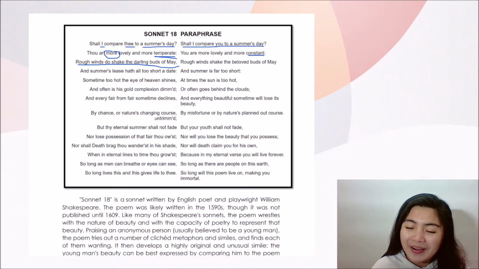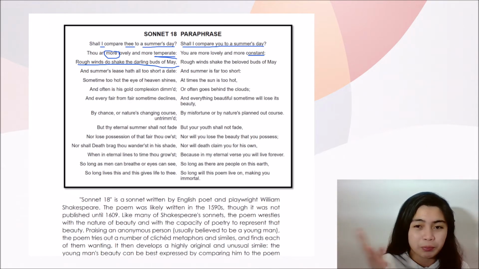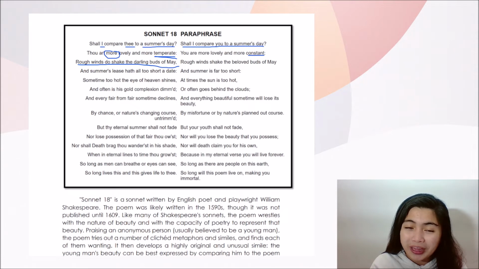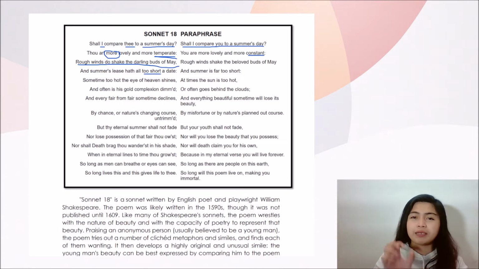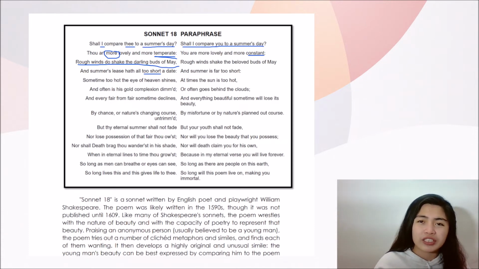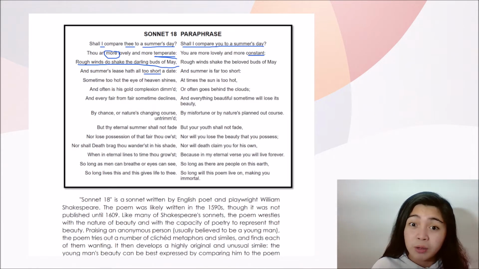So, rough winds do shake the darling buds of May. Yung darling buds of May is shaken by the rough winds. Isa sa paraphrase niya. And yung fourth line, and summer's lease hath all too short a date. Let's underline that, too short. Ano ba ibig sabihin ng too short? Ibig sabihin, time is fleeting, or time is ever-changing. As you can see, yan yung comparison niya dito.